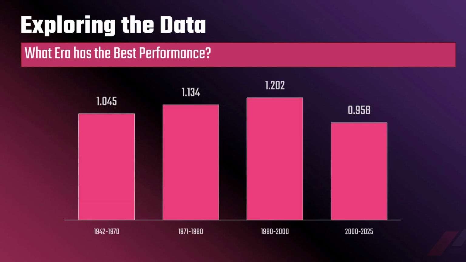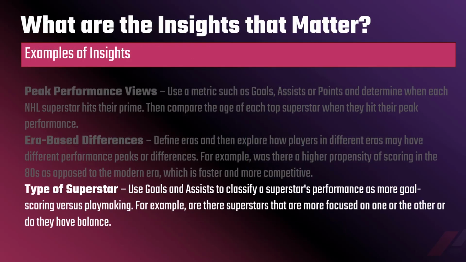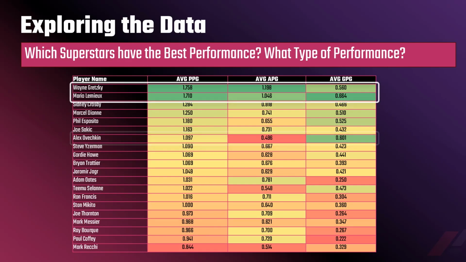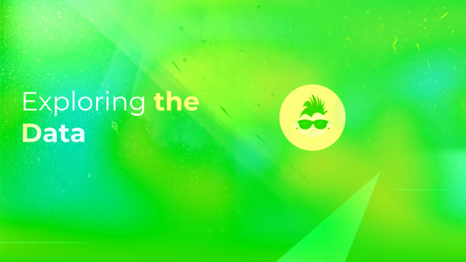For example, was there a higher propensity of scoring in the 80s as opposed to the modern era, which is faster and more competitive? Type of superstar: use goals and assists to classify a superstar's performance as more goal-scoring versus playmaking. For example, are there superstars that are more focused on one or the other, or do they have balance? You'll likely develop more, but these are examples that will get you started. And once you discover how to arrive at these insights, you'll pattern out your own insights and how to get them, and turn them into an interesting narrative.